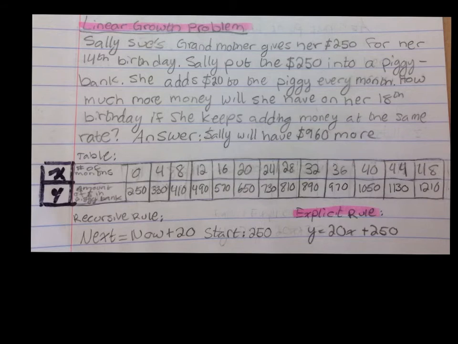The recursive rule for this problem is next equals now plus 20 with the start of 250. This is because, like I said earlier, she starts off with $250 and adds $20 each month. The explicit rule for this problem is y equals 20x plus 250. This is because the y-intercept, which is the start value, is $250. And each time you go up the graph on the x value, you have to add $20 each time.